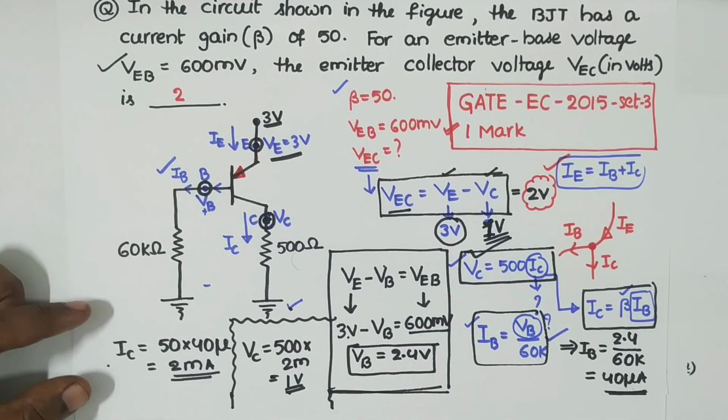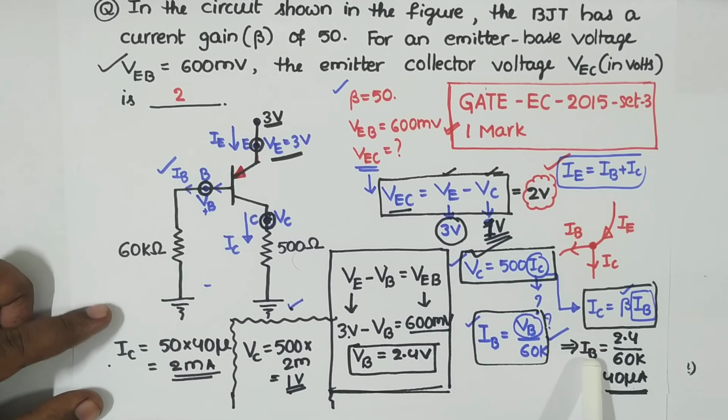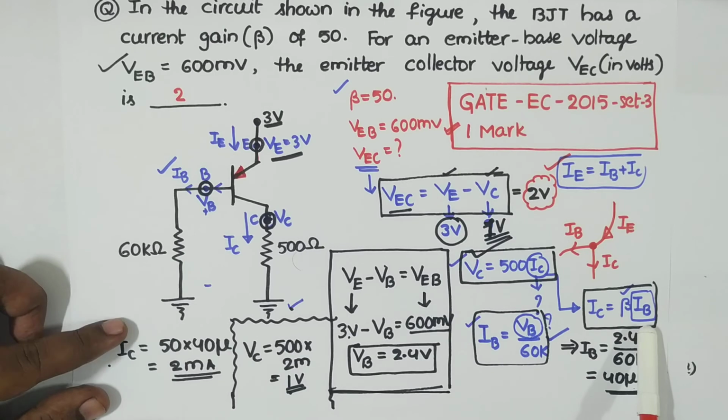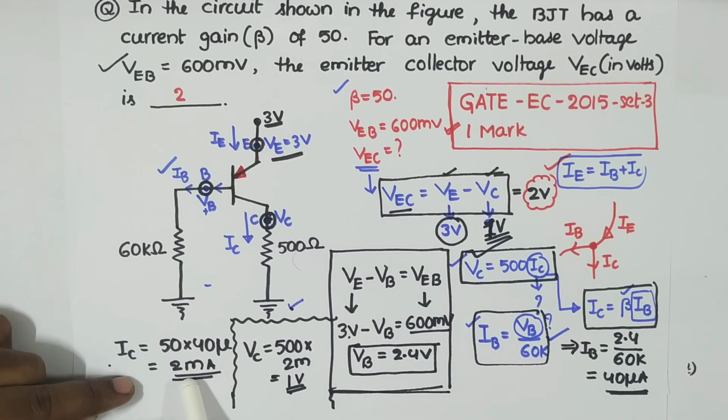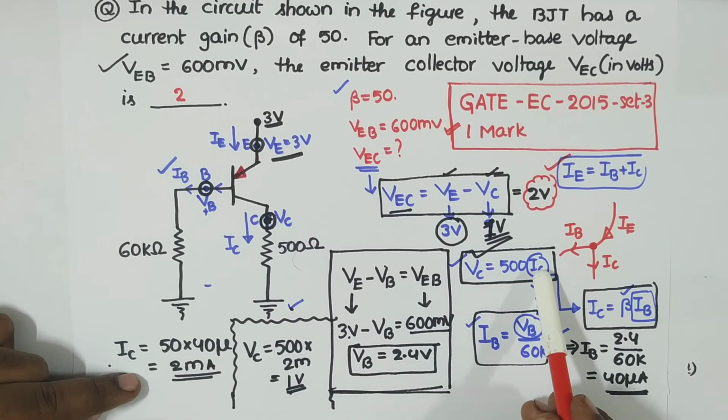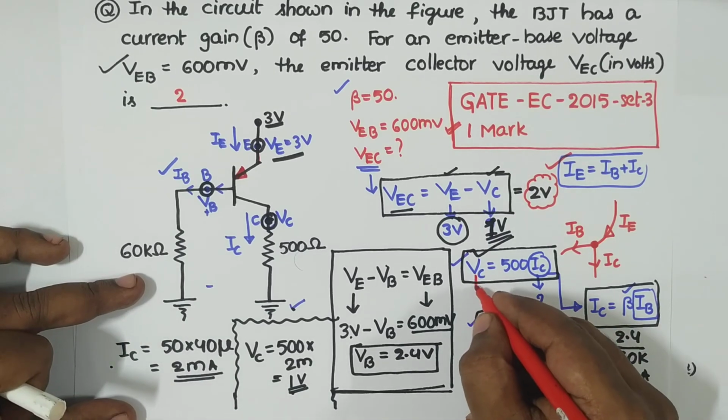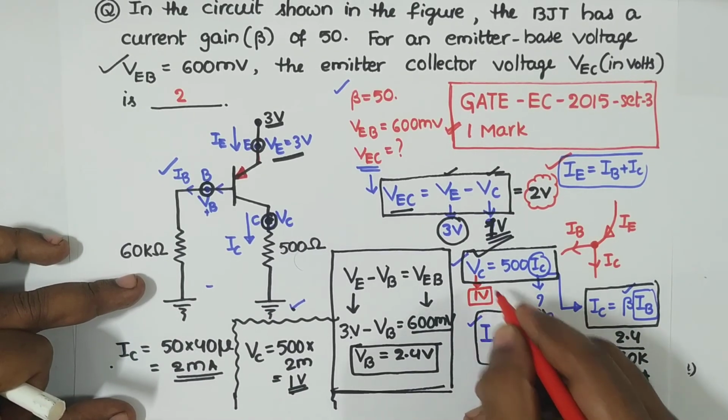Once you have this VB, you can find IB. Once I have IB, I can find IC. IC is equal to beta IB, so IC is equal to 2 milliamperes. Now once I have IC, I can find VC. VC is equal to 500 IC. So you plug in IC here. We got 2 milliampere, so 500 into 2 milliampere is 1 volt. So VC is equal to 1 volt.